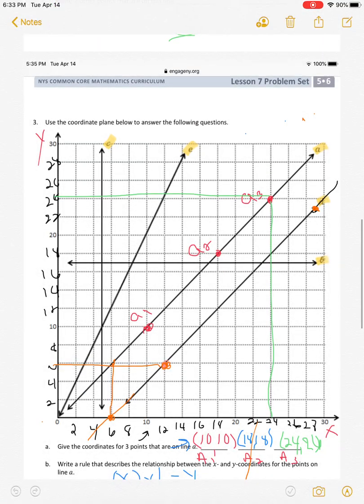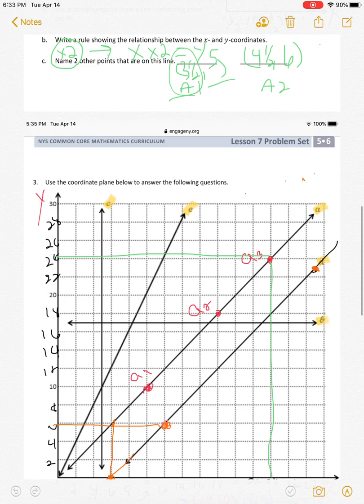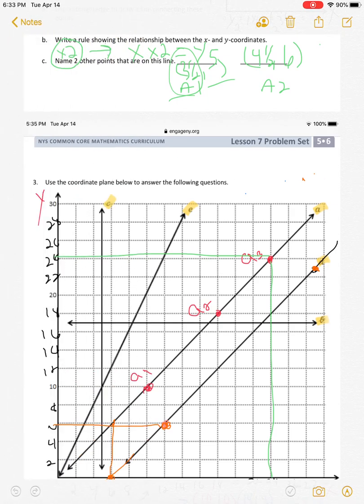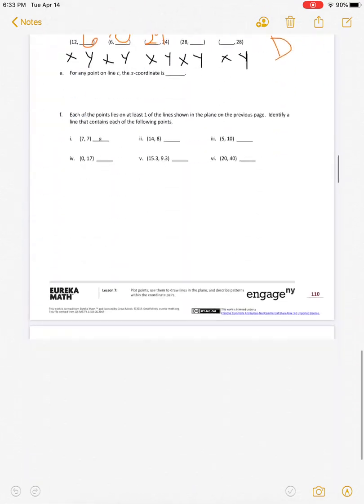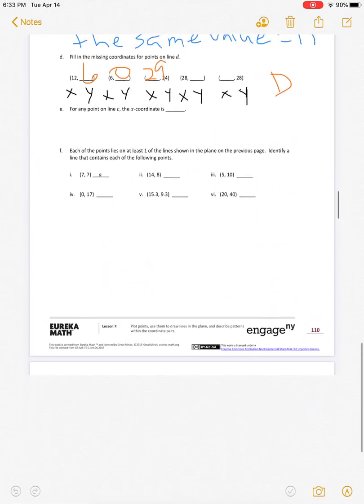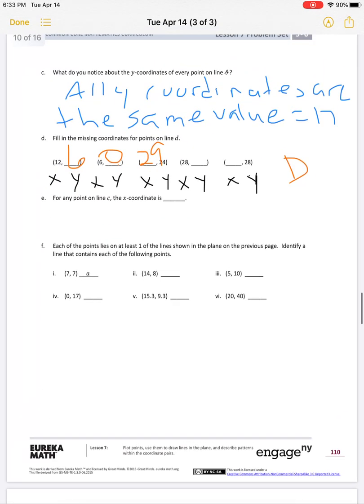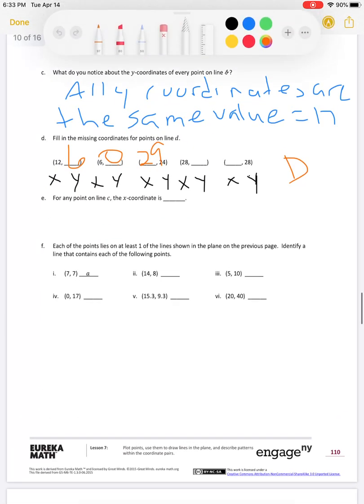Oh, wait, looks like, uh-oh. Let me go back. Oh, sorry, buddies. Where's my paper? Here we go. Okay. Whew, I thought we lost it. All of this time and all this work, I don't want to lose the work here, okay? For any plot on line C, the x-coordinate was, did we say 9? I believe we said 9.